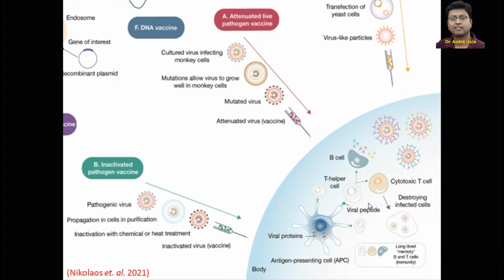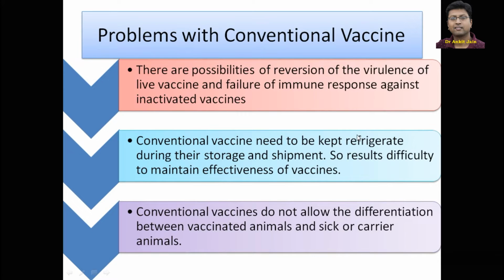So what is the phenomenon behind the attenuated vaccine and the live and inactivated pathogen vaccine? The attenuated vaccines and the inactivated pathogens are introduced in the body. They produce different types of antigens, and those antigens are highly immunogenic. They provoke different immune system cells, and those cells participate in the production of immunity. So these are all the problems.